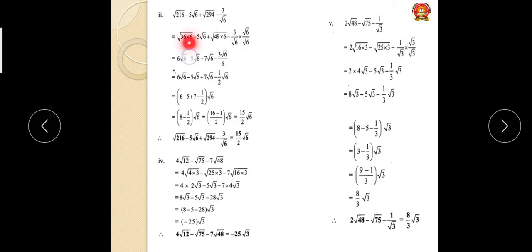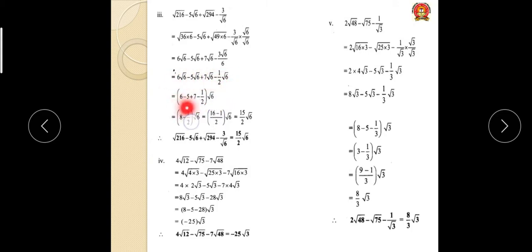Now see here, this step becomes 6 root 6, this step 5 root 6 as it is, this is 7 root 6 minus 3 root 6 divided by 6. Now 3 1s are 3, 3 2s are 6. So by this you will get this step. Now if you are observing, all the terms have the same surd, that is root 6. So take it common, and all the numbers, that is 6 minus 5 plus 7 minus half.